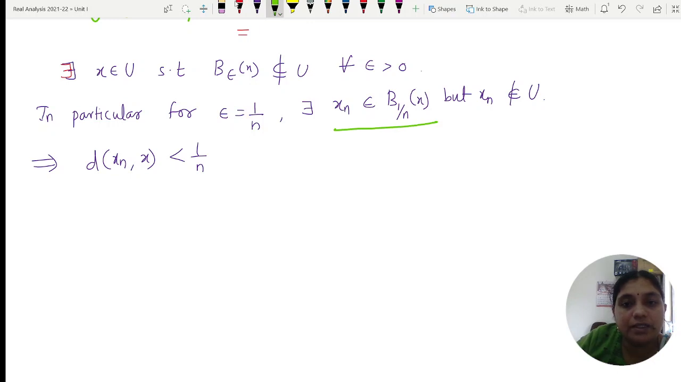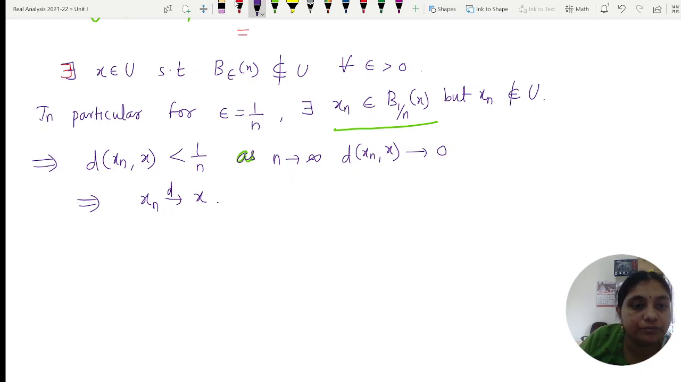What is the distance between xn and x? Which is strictly less than 1 by n, and as n tends to infinity, what will it tend to? The distance between xn and x will tend to 0, right? So this implies xn converges to what? Xn converges to x in this metric D, right?